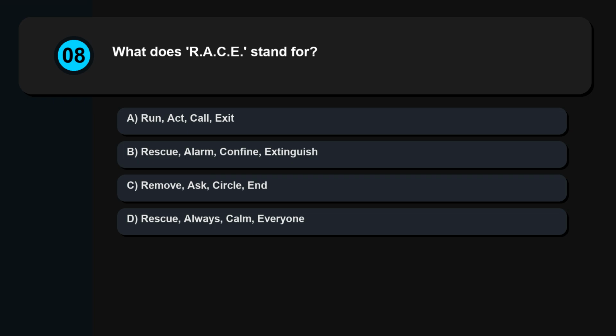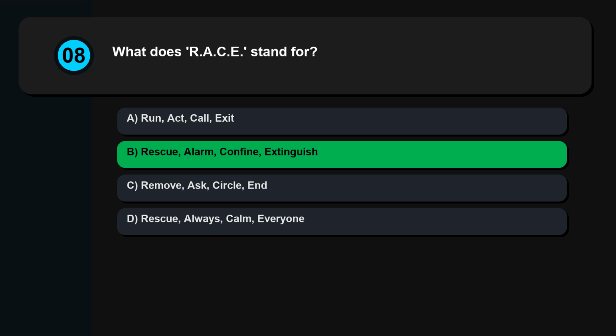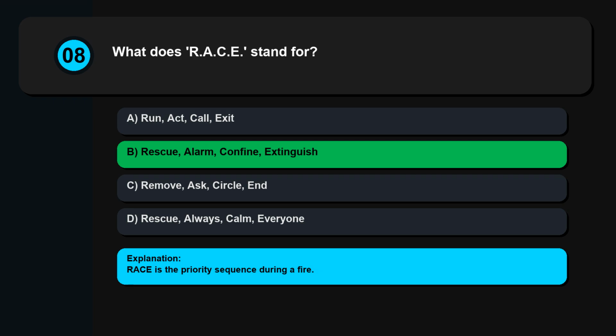Question 8. What does RACE stand for? Rescue, alarm, confine, extinguish, and other options. RACE is the priority sequence during a fire.